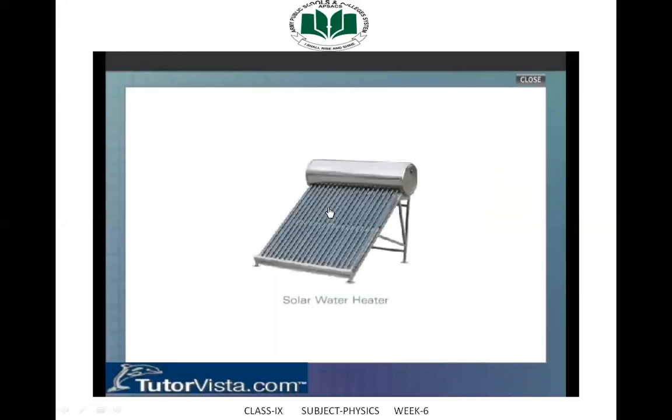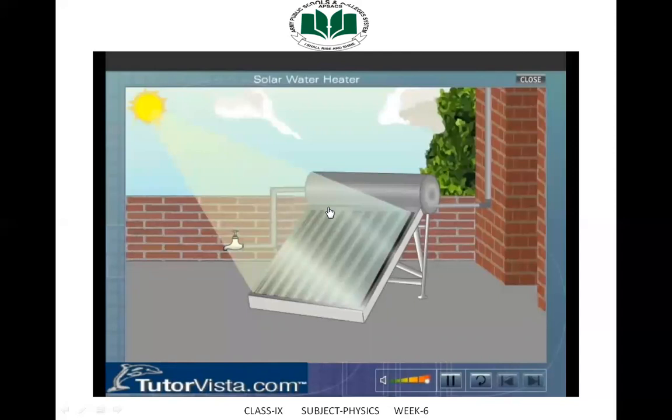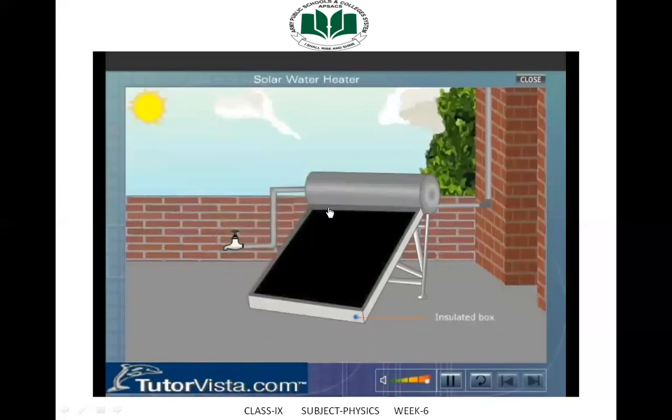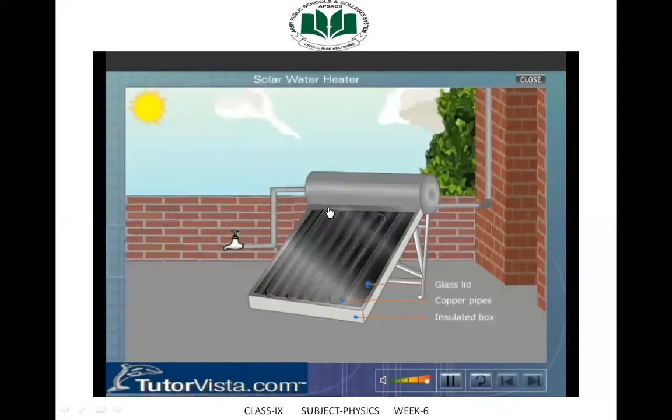Solar water heater. A solar water heater is a device used to heat water by trapping infrared radiations or heat radiations. Carefully observe the parts of a solar water heater. The solar water heater consists of an insulated box that is painted black from inside. In this box, copper pipes are fitted in the form of a coil. These copper pipes are painted black from outside. The box is covered with a glass lid to prevent the loss of heat due to convection and radiation. The ends of the pipe are connected to the storage tank.